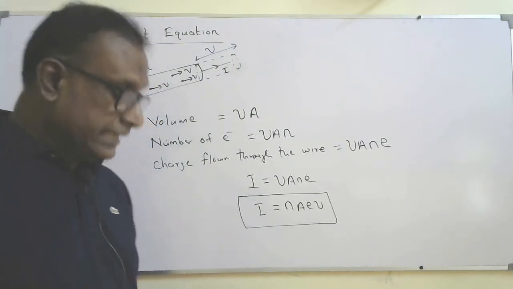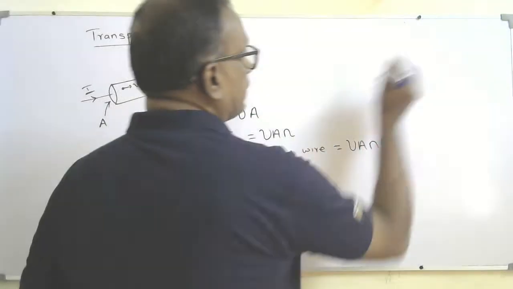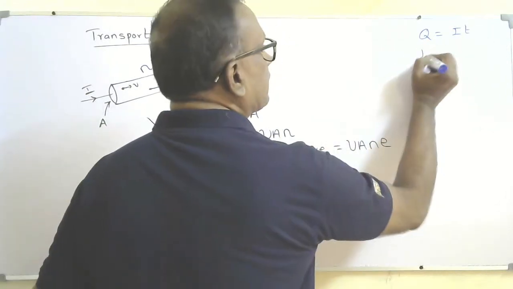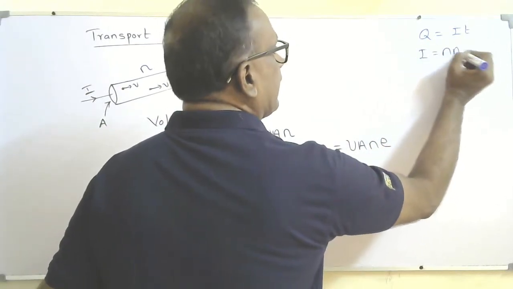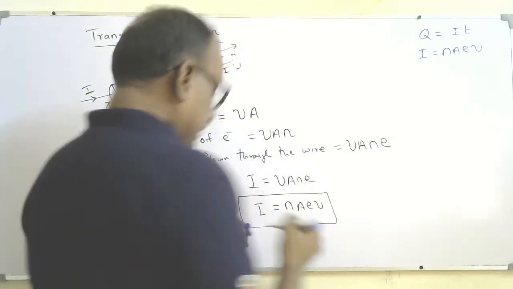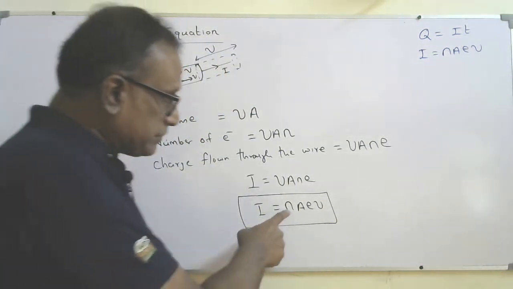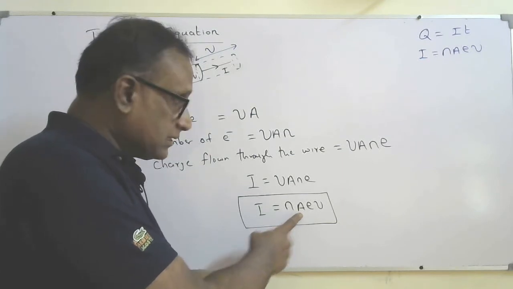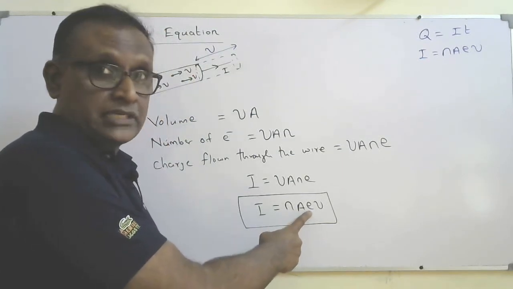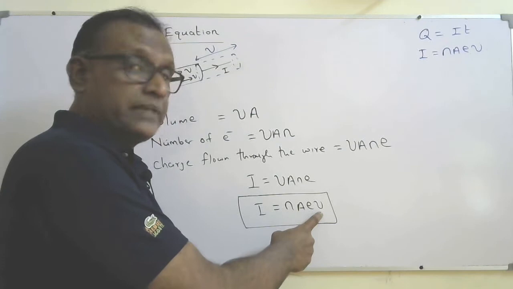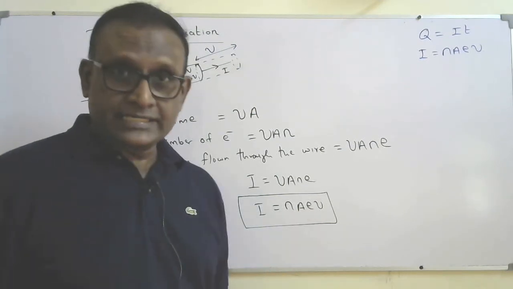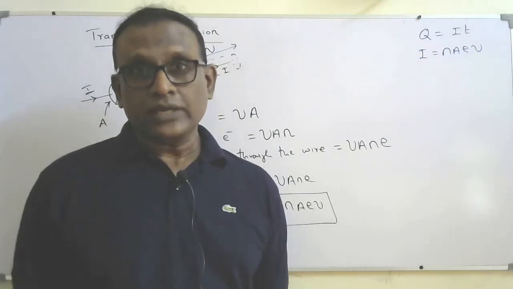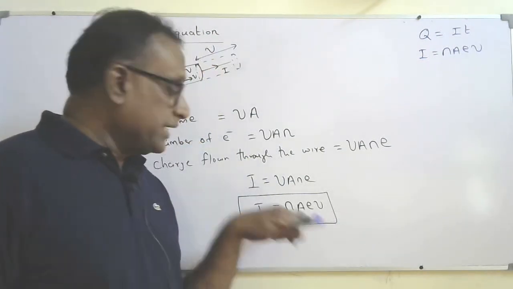So far we learned two equations in electricity. The first equation, Q equal IT. The second equation, I equal NAEV. So when we are using this equation, N must be in per meter cube, area must be in meter square, charge of an electron must be in coulomb, and the drift speed must be in meter per second. Then you will get current in ampere. Okay, so that's the way the units must be used.